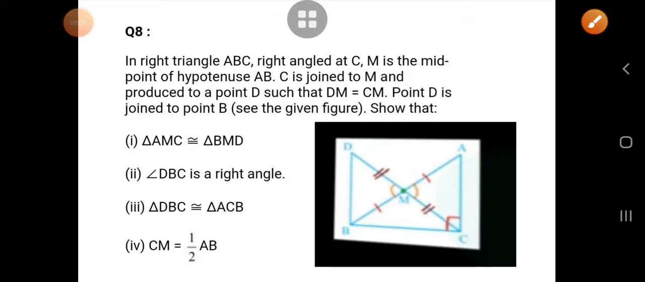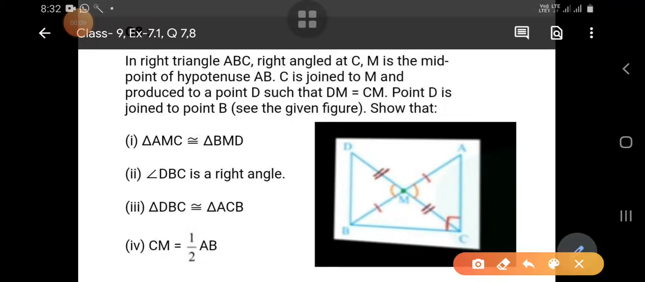In this video, I am going to solve question number 8 from exercise 7.1 for class 9. The question is as follows. In right triangle ABC, right angle at C, M is the midpoint of hypotenuse AB. C is joined to M and produced to a point D such that DM is equal to CM.